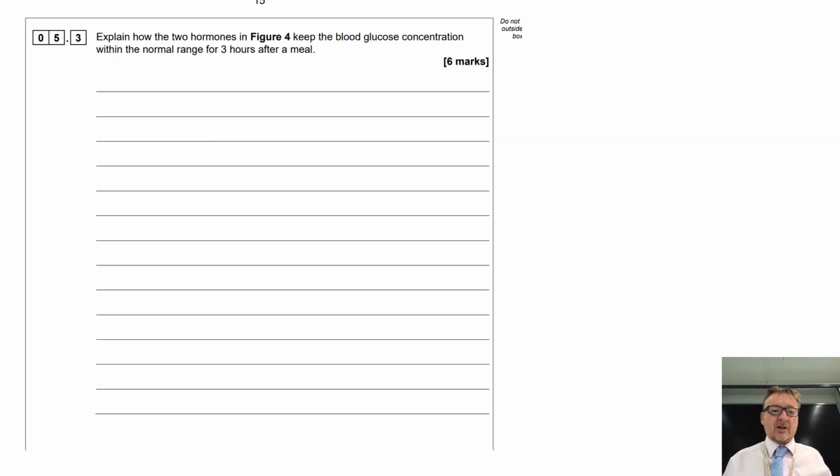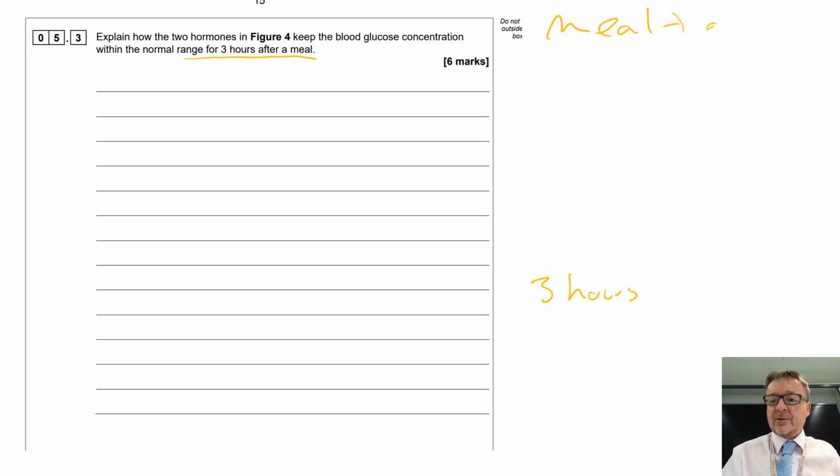5.3, another six marker. Explain how the two hormones in figure 4 keep the blood glucose concentration within normal range for 3 hours after the meal. So what we've got is a meal, and then 3 hours later. Let's think about it. When you've got the meal, glucose is going to go up.